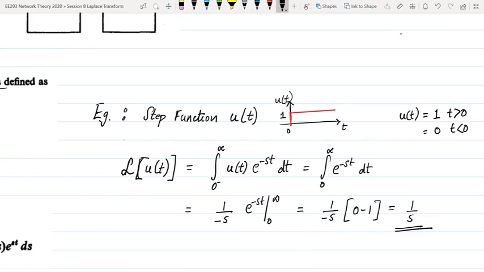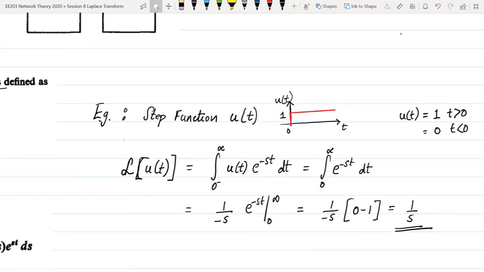And the integration of an exponential, e power minus st, will cause the factor minus s to come out. So it becomes 1 by minus s e power minus st, 0 to infinity. And this is something you can solve. So when t is equal to infinity, this term becomes 0. So I put 0 here. And when t is 0, then the exponential is 1. So the answer is 1 over s. That means the Laplace transform of u of t is given by 1 over s. Okay.